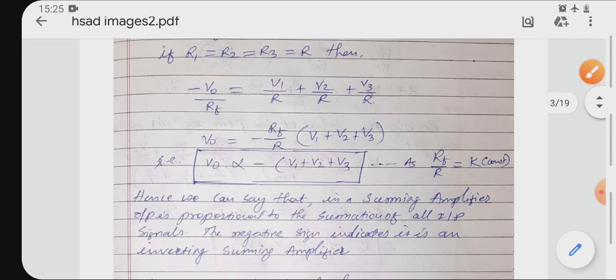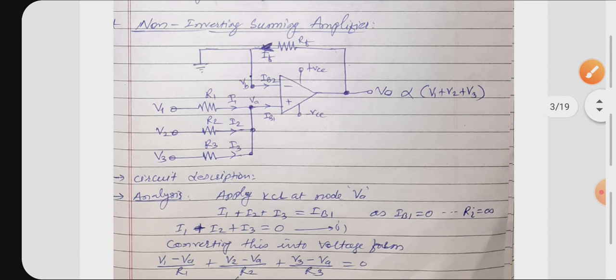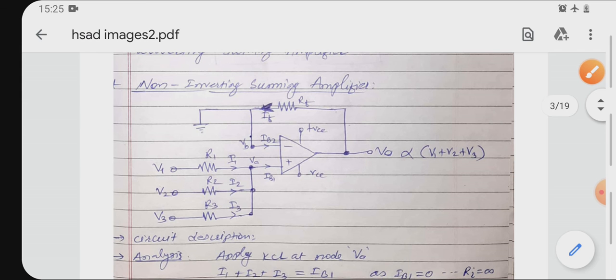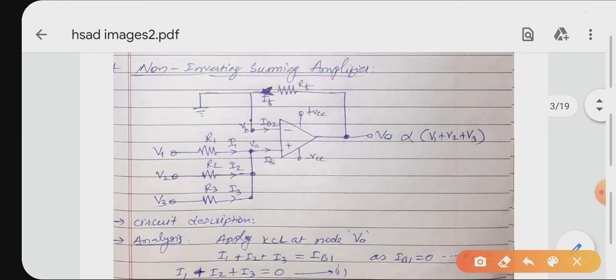Similarly, you can have the non-inverting summing amplifier. What is the difference? The difference is that all the inputs V1, V2 and V3 are applied to the non-inverting input terminal, and the other terminal, the inverting terminal, is grounded. Okay, R1, R2, R3 are the same input resistors, I1, I2, I3 are the input currents, etc. And RF is the feedback resistor. Now the current direction you can see is reversed here. Okay, so again you can write down the circuit description in your own words.